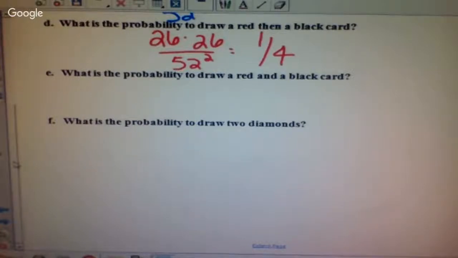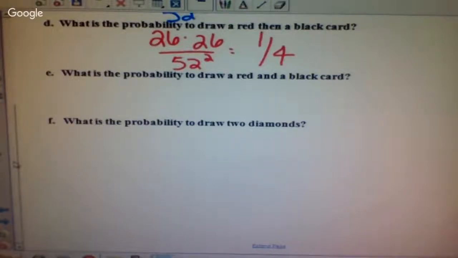D says red, then black. E says red and black. I'm gonna add them. You can't. So you don't replace it. No, you're still replacing. What is the probability for red, then black? What do you need to pull first? A red, and then a black.